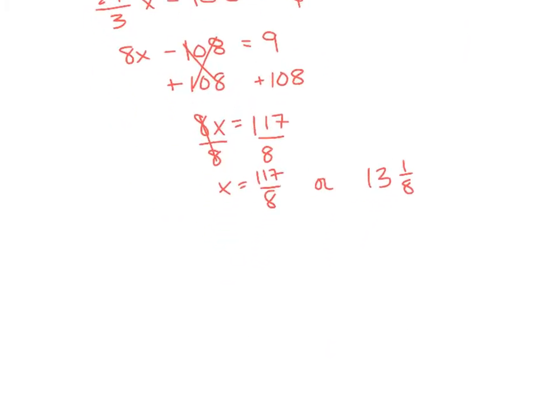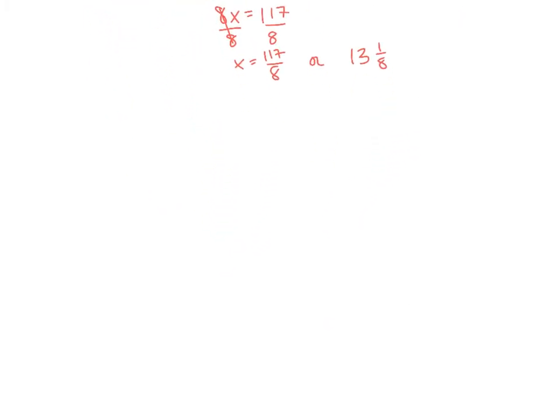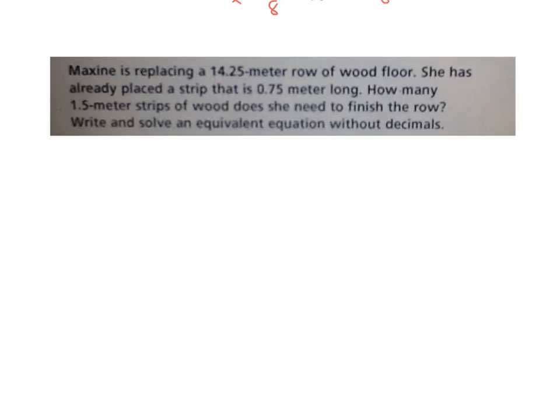Okay, let's see, we might have one more problem to do from our examples. Yep. So Maxine is replacing a 14.25 meter row of wood floor. She has already placed a strip that is 0.75 meters long. How many 1.5 meter strips of wood does she need to finish the row? Write and solve an equivalent equation without decimals.